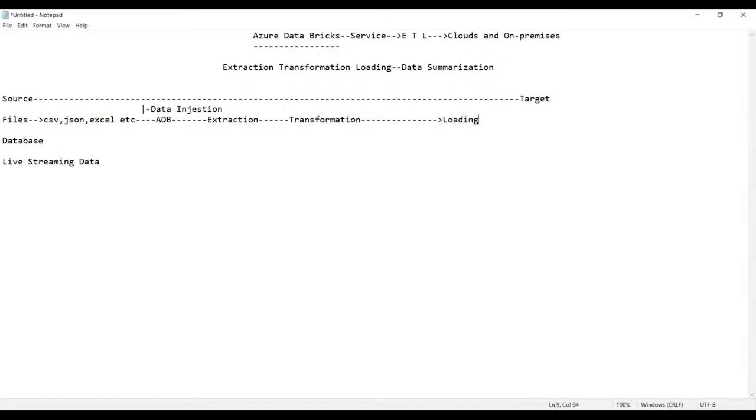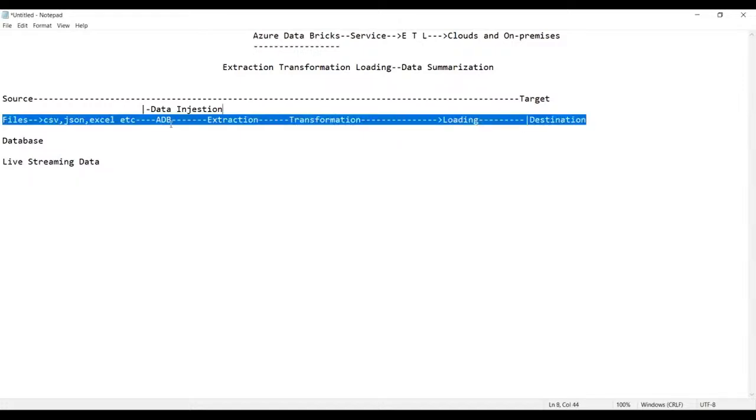We perform loading. So now all together, loading where? Loading the data into the target. That is called the destination. Destination or target. Getting my point? So this is how we can make out using this.